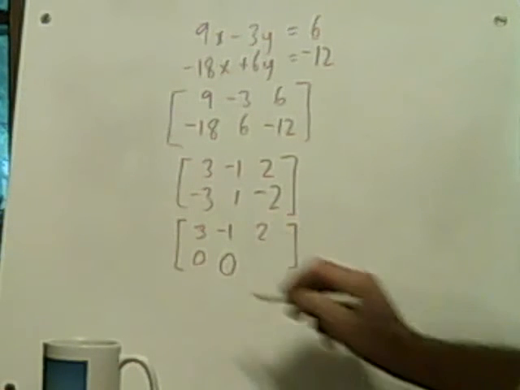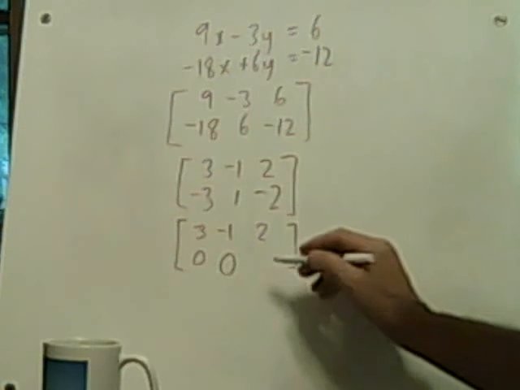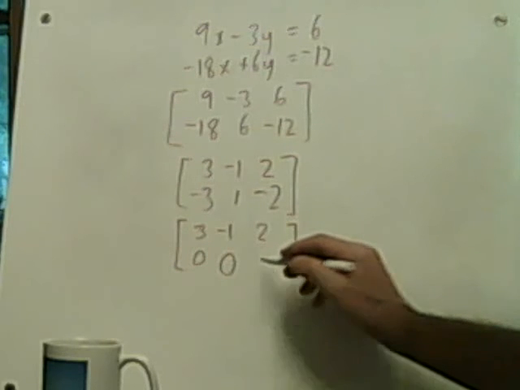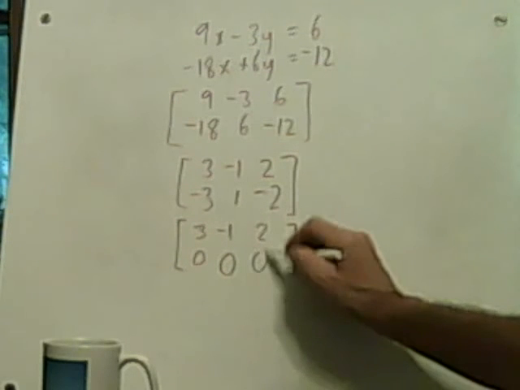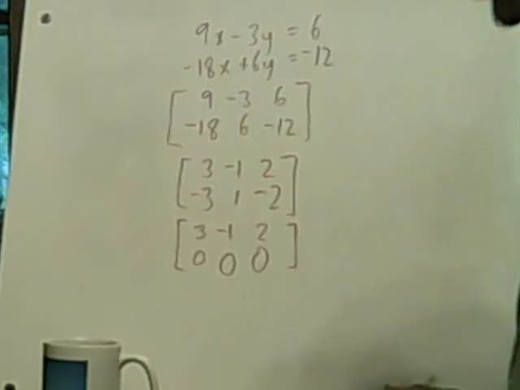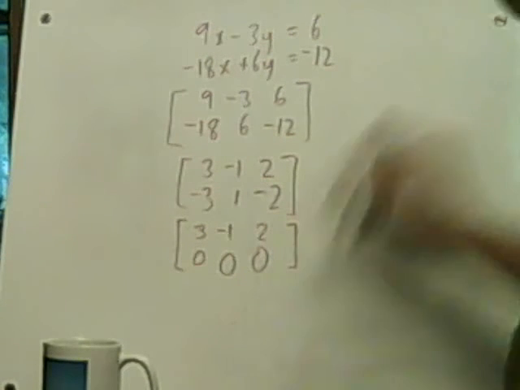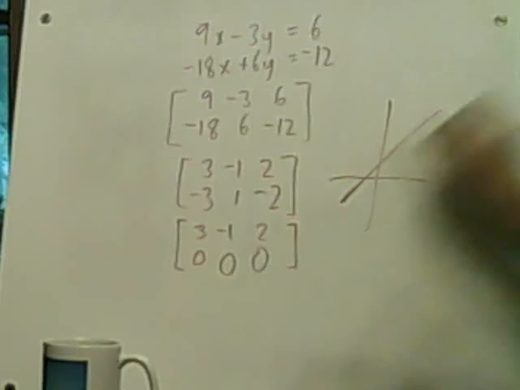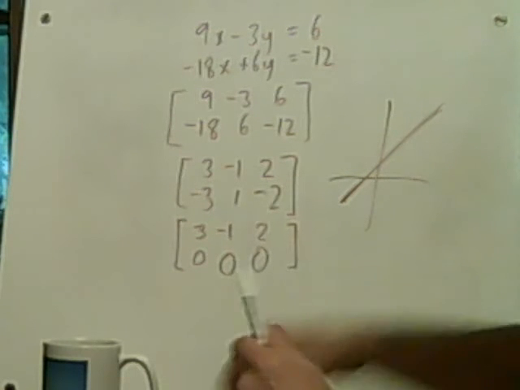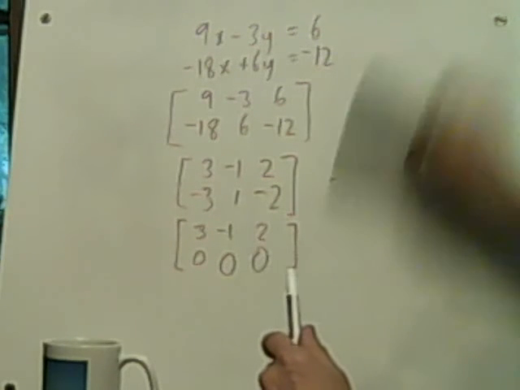Oh, this is a 0. I just got the same problem. Woo, boy. The first equation is just a negative of that. Well, this is the case where these represent 2 lines that are exactly the same line. One equation is just a negative of the other equation.